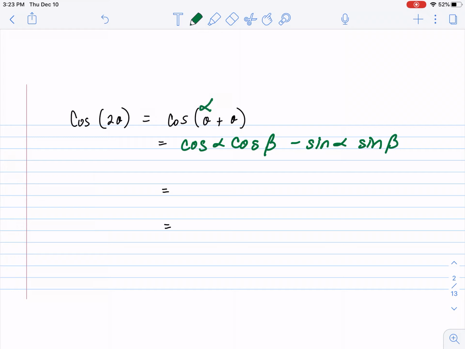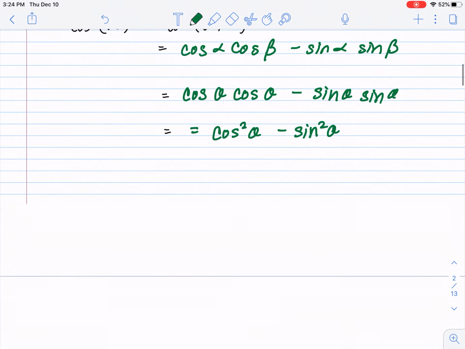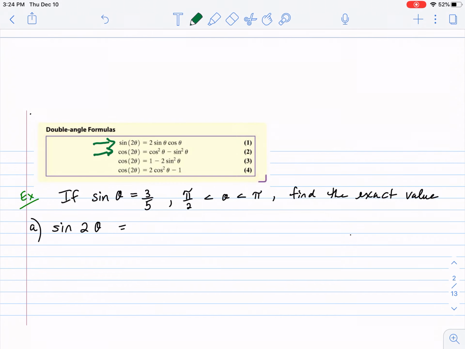Again, in this case, this is my alpha, this is my beta. So this is going to equal the cosine of theta times the cosine of theta minus the sine of theta times the sine of theta, which is equal to the cosine squared of theta minus the sine squared of theta. Again, this is a formula. Now, there are 2 other variations of the double cosine formula, but I usually think the cosine squared minus sine squared is the one that I'm going to use most likely.